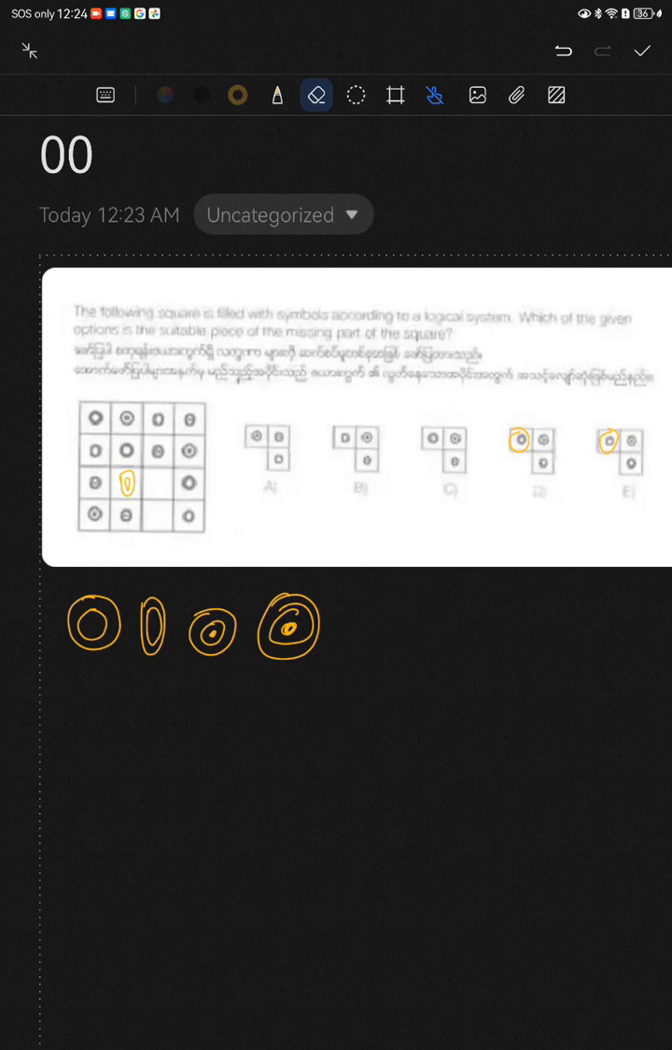Yeah, it must be the big oval. So we can eliminate A because this has a small O. This is a big O, so it cannot be C. And same as D, leaving B and E left.